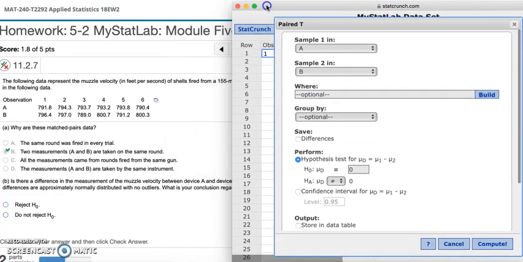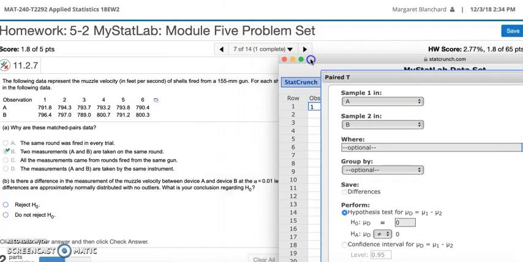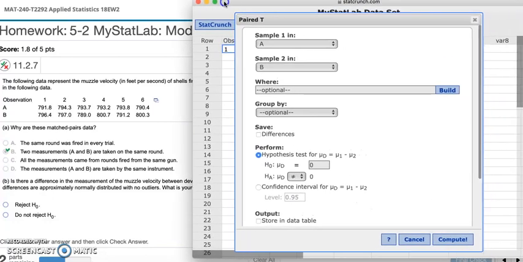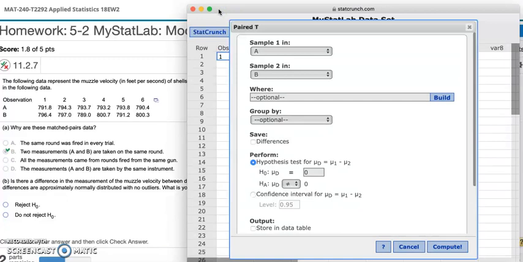So just to reiterate, it says, is there a difference in the measurement of the muzzle velocity between devices A and device B? So it's not saying if it's greater than or less than for A and B, it's saying, is there a difference? In that case, we know that our alternative hypothesis is going to be does not equal. If it said, does instrument A measure slower than measurement B or something along those lines, then we would change this to greater than or less than depending on what the question was. But in this case, they're just asking if there's a difference at all. So again, we have sample 1 is column A, sample 2 is column B.